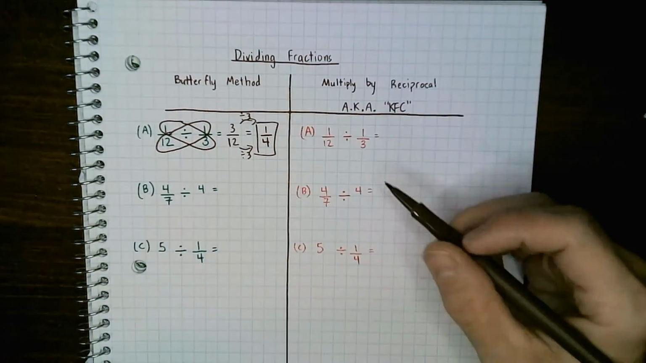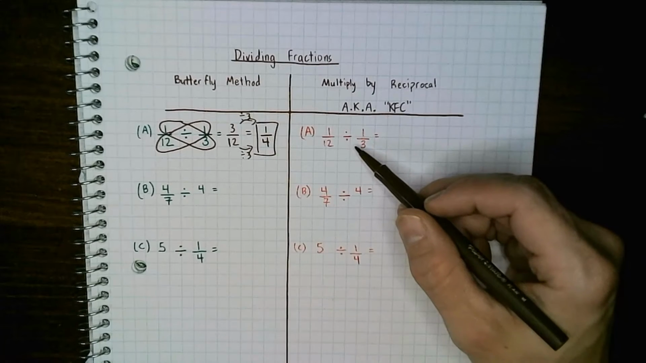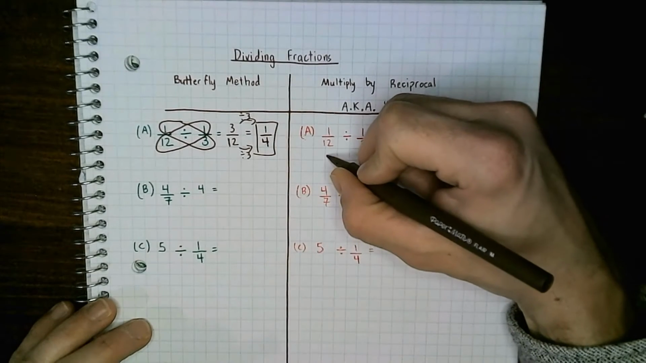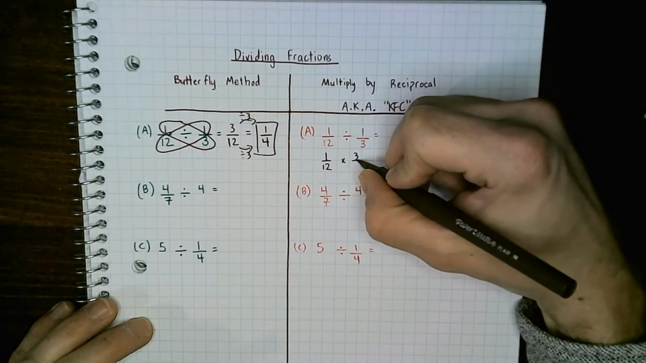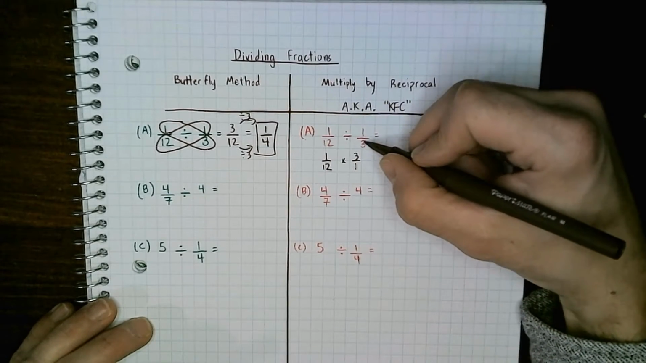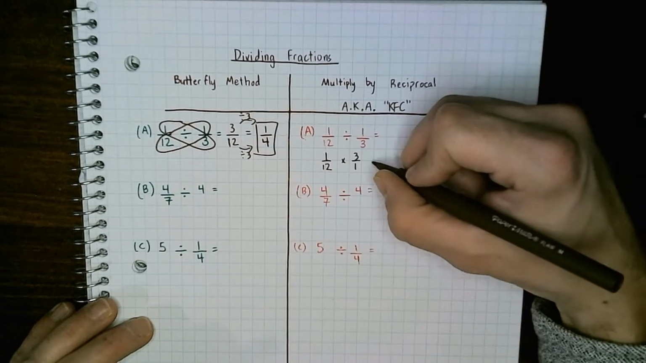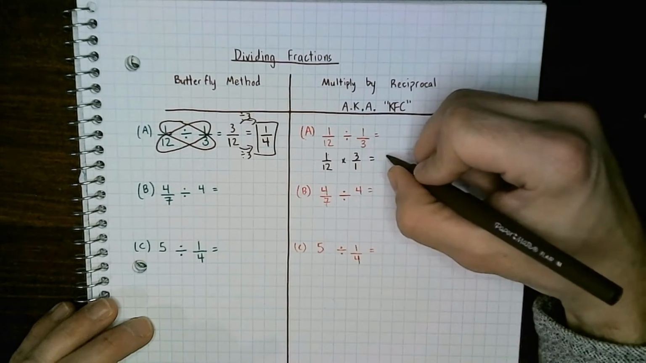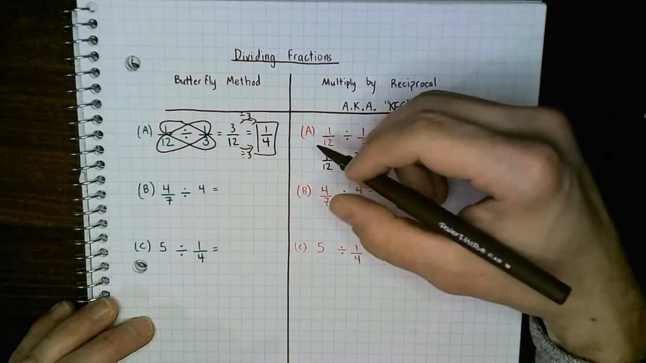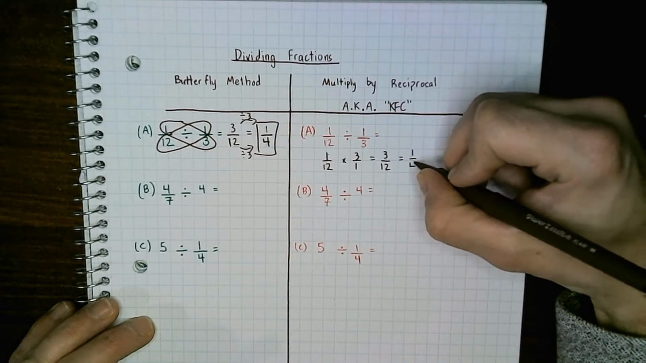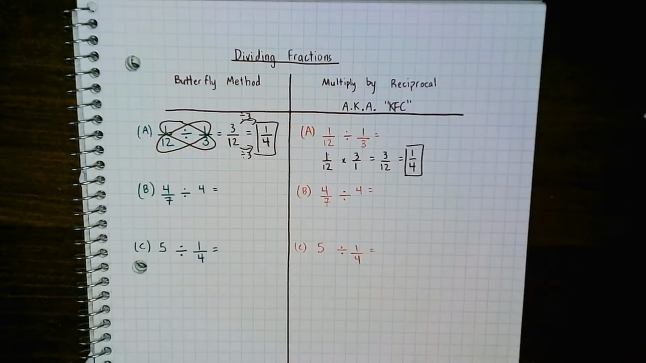Okay? Let's take a look at the same idea, same exact problem, showing you multiplying it by the reciprocal. So I'm going to rewrite it just down below. Times 3/1. So the reciprocal of 1/3 is 3. And now I'm ready to multiply. 1 times 3 over 12 times 1. And remembering I just simplified that to 1/4. So again, pretty straightforward here.